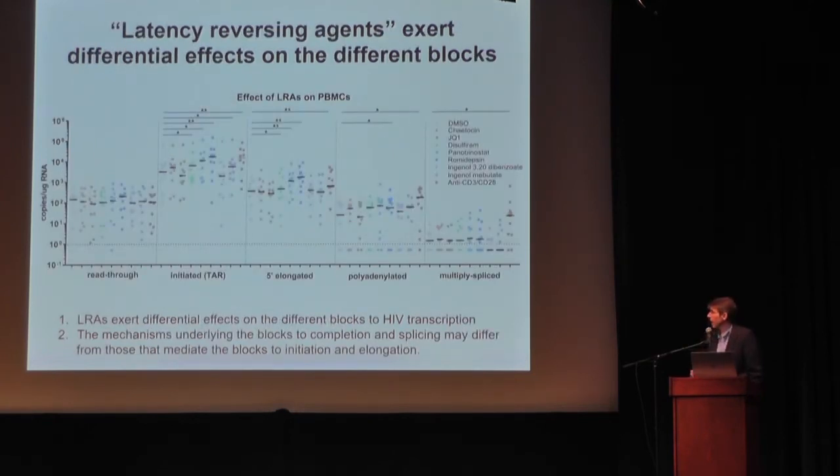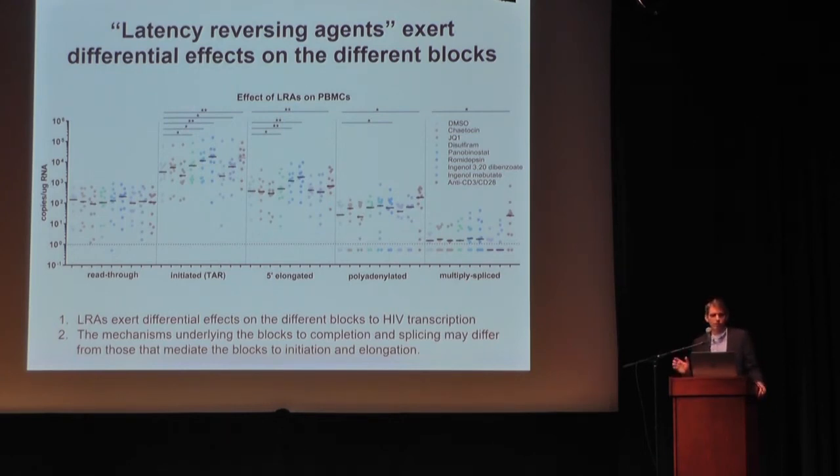I've shown you what happens when you activate these cells, at least ex vivo, but an equally important question is, we have all these drugs that are supposed to reverse latency, latency reversing agents, or LRAs, but to what degree do these reverse the blocks to HIV transcription that we think are the mechanisms of latency? And so this is some unpublished data, and what we did here is we took peripheral blood mononuclear cells from, I think it's 11 patients.